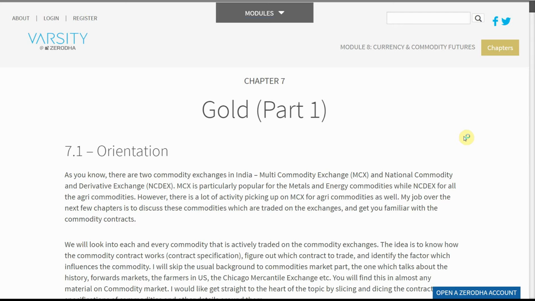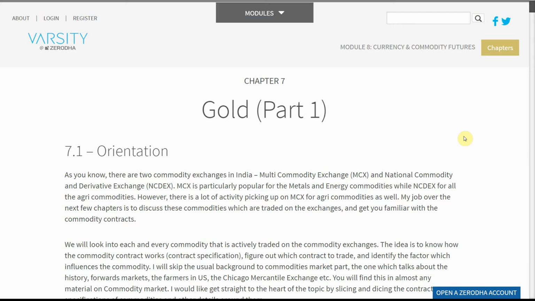As you know, there are two commodity exchanges in India, Multi-Commodity Exchange (MCX) and National Commodity and Derivative Exchange (NCDEX). MCX is particularly popular for the metals and energy commodities, while NCDEX for all the agri-commodities. However, there is a lot of activity picking up on MCX for agri-commodities as well.